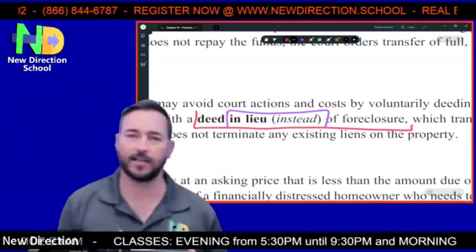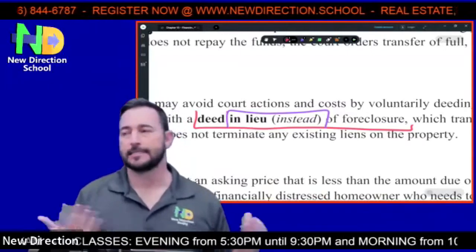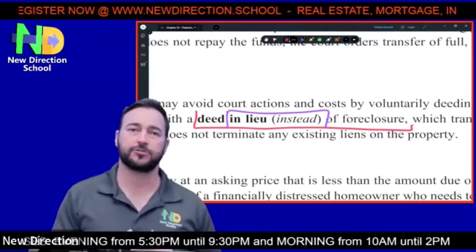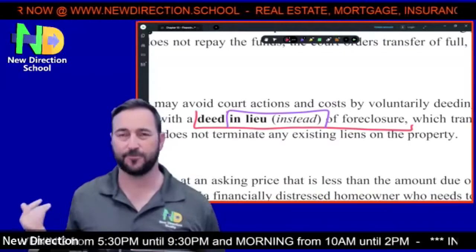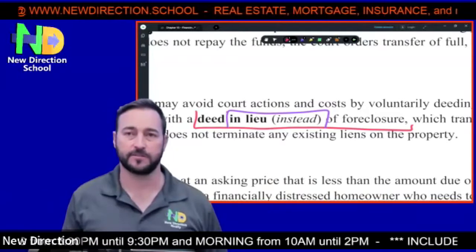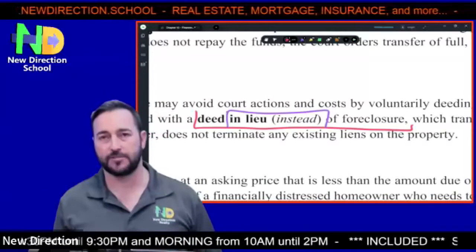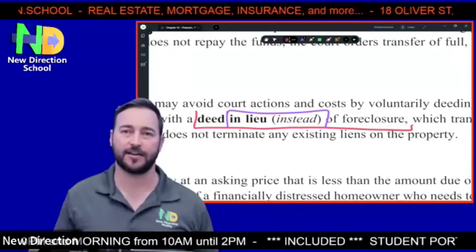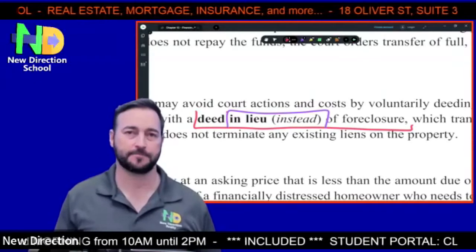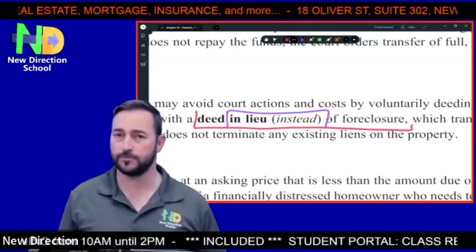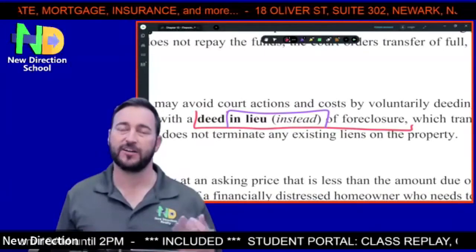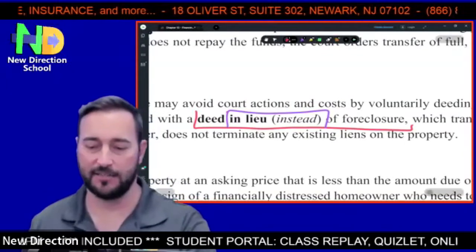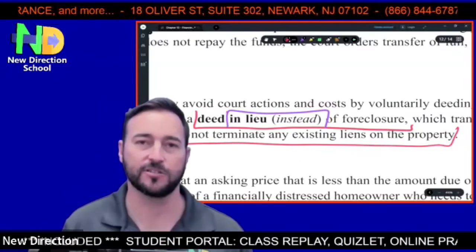So this is voluntary. If you're going to the bank and say, hey, listen, I can't afford it, I realize it. Bank, Chase, could you please accept the deed instead of foreclosing against me? There's great advantages to this, right? One of the advantages for us is it doesn't affect our credit as much because it's not a foreclosure. It's a satisfaction or a settlement in our credit report, not a foreclosure. For the lender, they're not spending money in court, but it does not terminate. This is the challenge. It does not terminate any existing liens on the property.